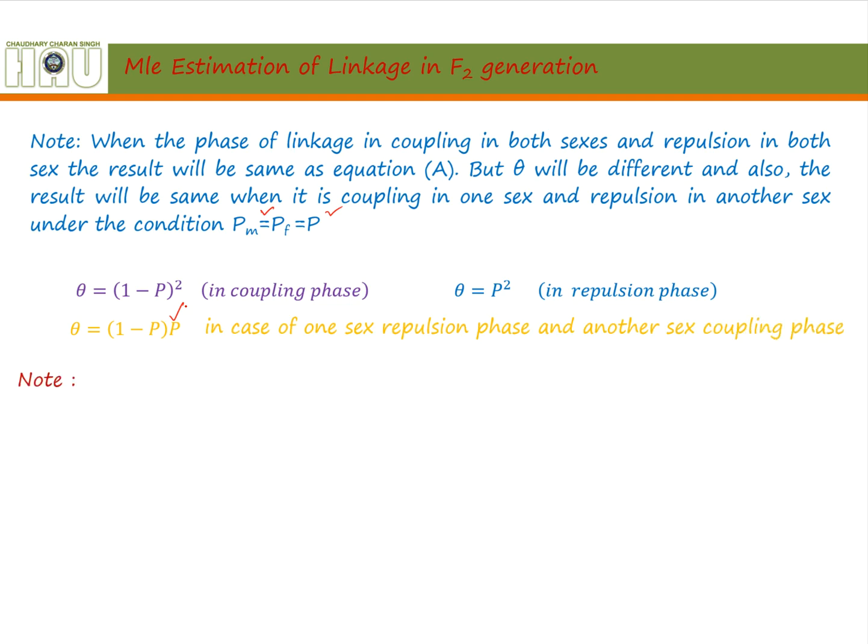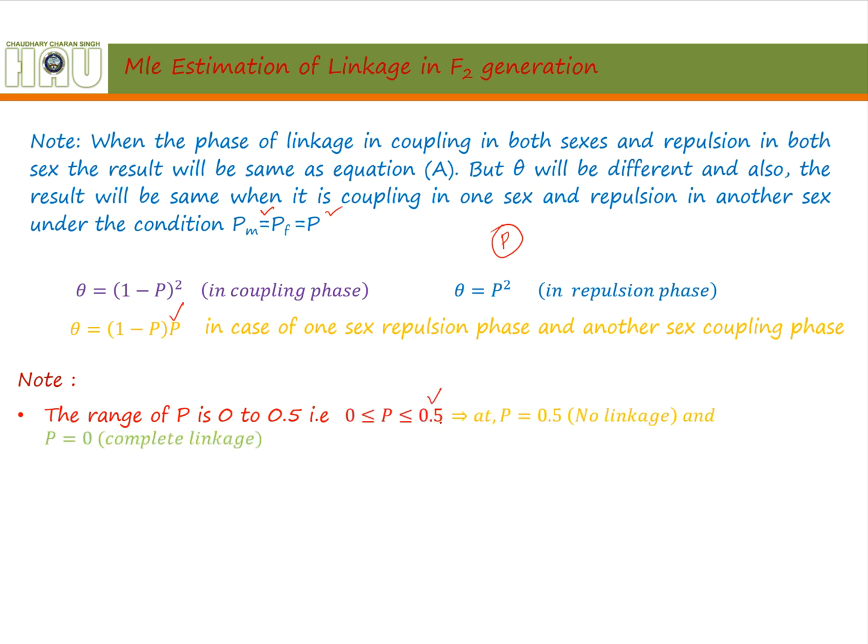So you should note the range of P. What will be the range of this fraction? The range of P is 0 to 0.5. So it lies between 0 and 0.5. At P equal to 0.5, there is no linkage. And P equal to 0, there is complete linkage.